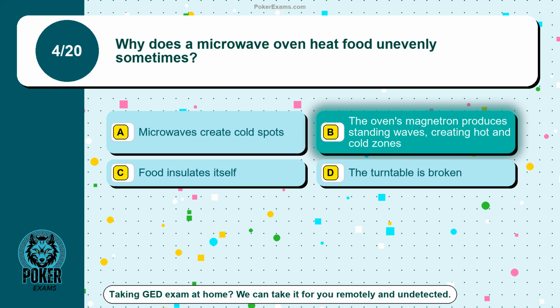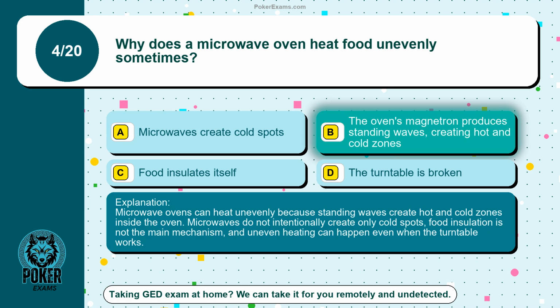The correct answer is option B. The oven's magnetron produces standing waves, creating hot and cold zones. Microwave ovens can heat unevenly because standing waves create hot and cold zones inside the oven. Microwaves do not intentionally create only cold spots, food insulation is not the main mechanism, and uneven heating can happen even when the turntable works.